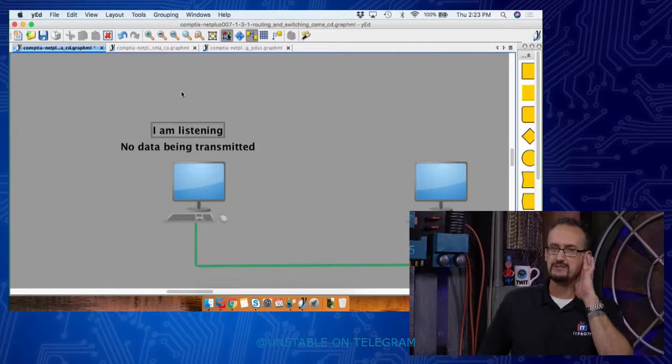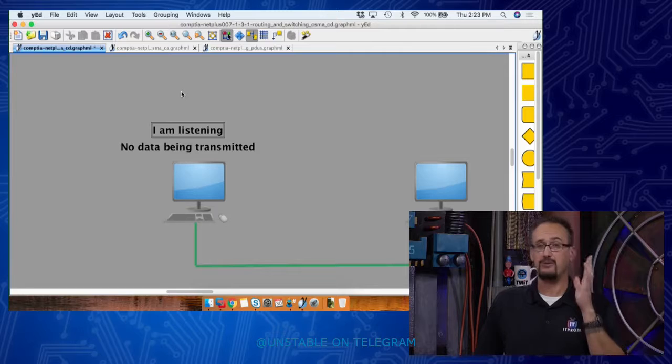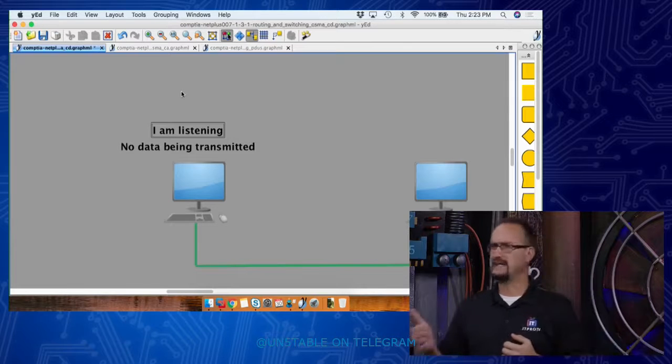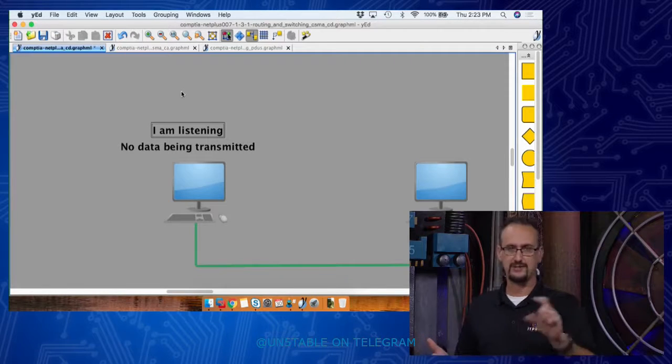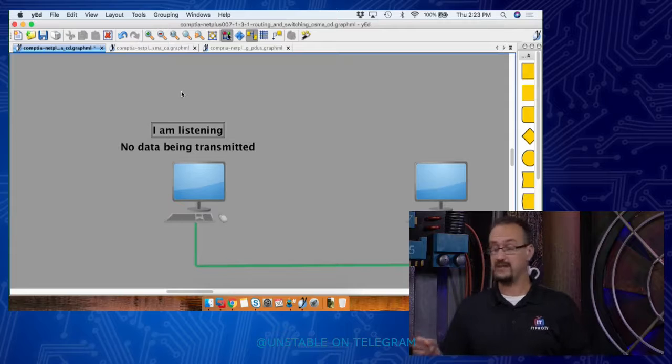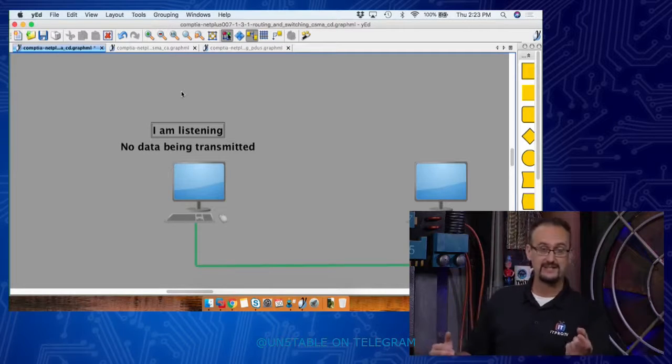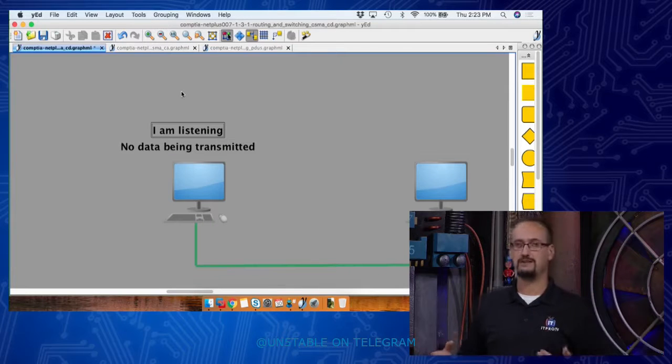No data is being transmitted. First you have to sense: is the media there? Is it even available? That's where we get things like the link lights on our adapters. You plug it in, there's a link light. You don't have to have activity. If you have no activity, it means you're not sending any information, but the link light's there. We can sense that the media is available.